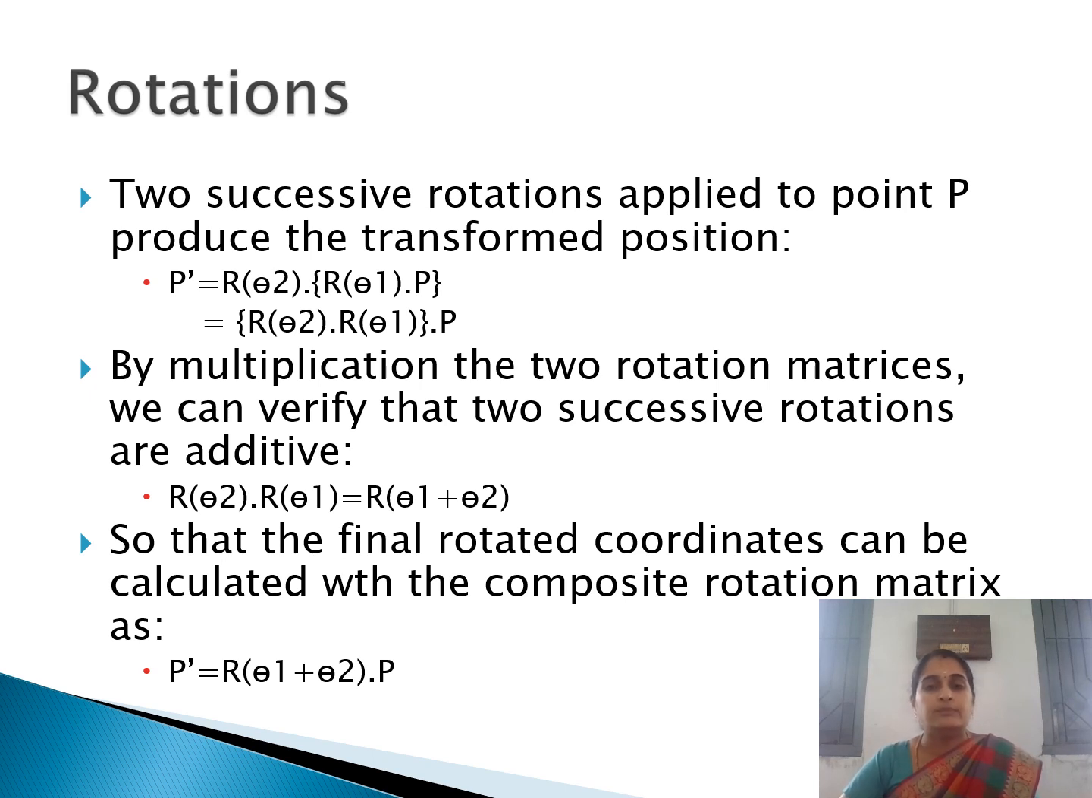Here multiplication is applied. The two rotation matrices R of theta 1 dot R of theta 2 equal R of theta 1 plus theta 2. The final result is additive. P dash is equal to R of theta 1 plus theta 2 dot P. That is, the original position P is rotated two times and produces the final position P dash.